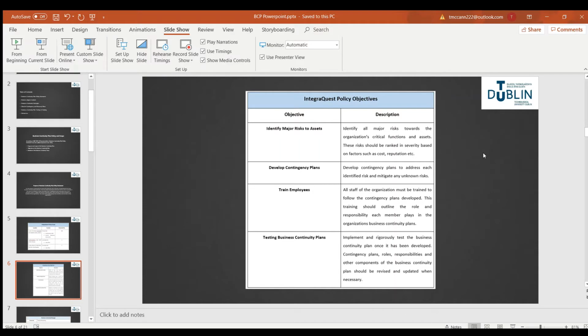The table on this slide outlines the objectives stated by the business continuity plan policy and a brief description of each objective. The main objectives include identifying major risk to assets, developing contingency plans, training employees, and testing business continuity plans.